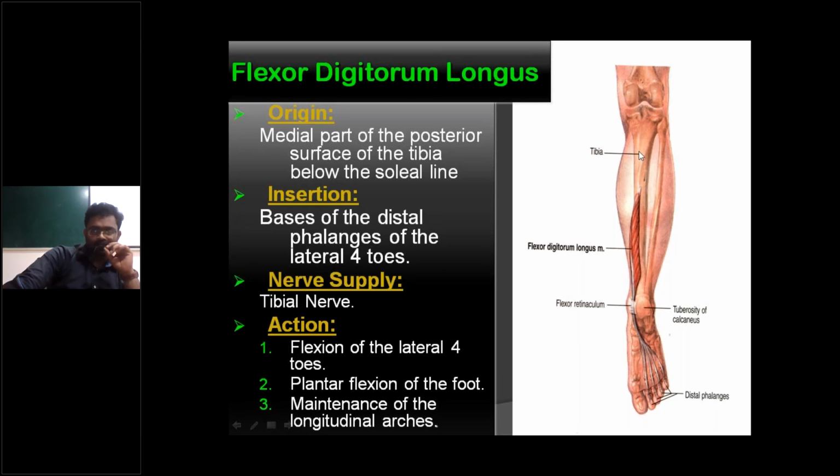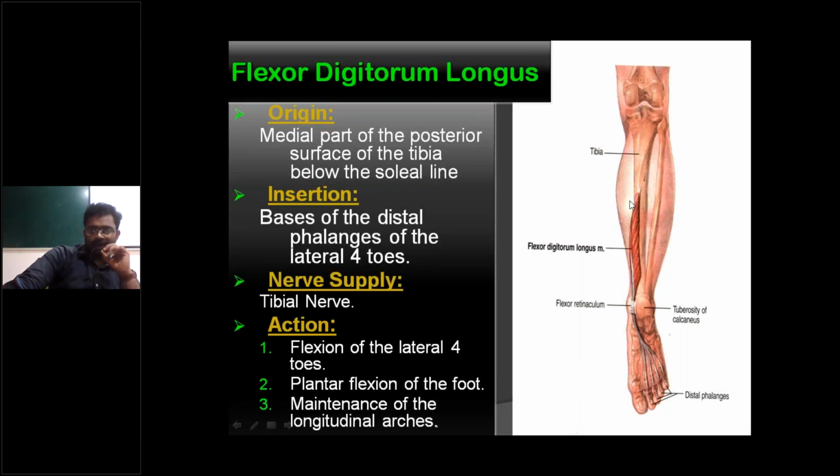Here is the soleal line. Above the soleal line, popliteus muscle. Below the soleal line, a vertical line divides the surface into a medial area and a lateral area. The medial part of the posterior surface of the tibia below the soleal line provides origin for flexor digitorum longus. After forming the tendon, it passes beneath the flexor retinaculum and enters the sole of the foot. After entering the sole of the foot, it divides into 4 tendons. These 4 tendons are inserted to the distal phalanx of the lateral 4 toes.